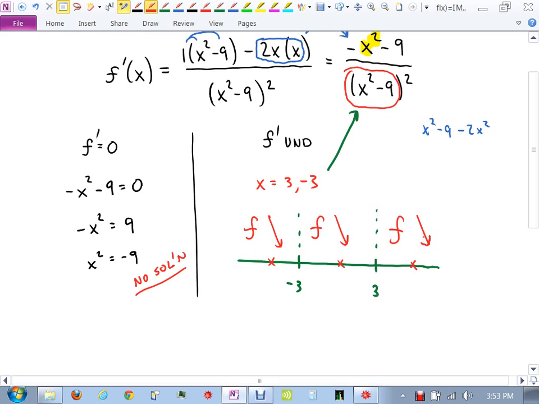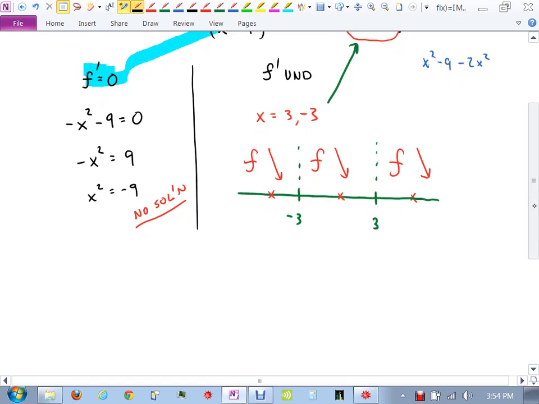I set the part right here, the f prime undefined part, on the other side, I set the numerator equal to 0. Yes. I did this right here. Because the only time a fraction can be 0 is if the numerator is 0. So the function is always decreasing, correct?